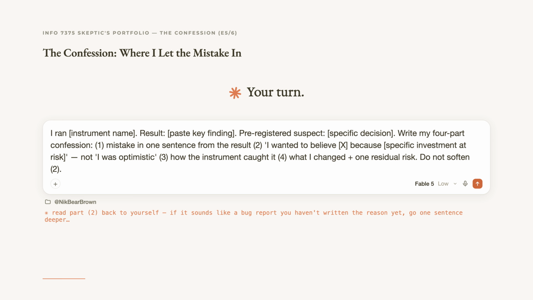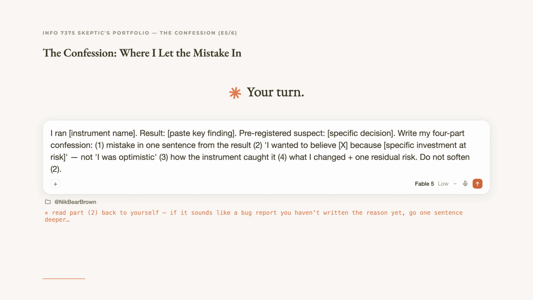Help me write the first draft of my confession in 4 parts. Part 1, state the mistake in 1 sentence using the result. Part 2, write the sentence: I wanted to believe the version that contained the mistake because reason. Be specific about the reason. What was the investment at risk? What version of yourself were you defending? What would finding the mistake have meant for the work you had already done? Do not write I was optimistic or I had confirmation bias. Those are category names, not reasons.